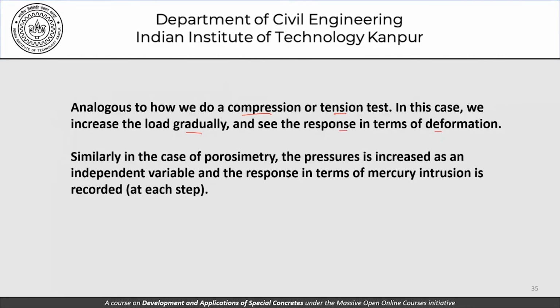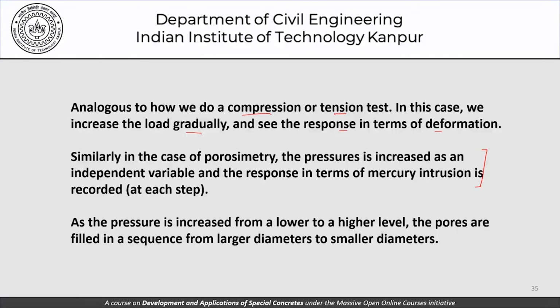So this is what is given here in words. I just said that in the case of porosimetry, the pressure is increased as an independent variable and the response in terms of mercury intrusion is recorded at each step. And as the pressure is increased from a lower to a higher level, the pores are filled in sequence from larger diameters to smaller diameters. Now this is all very nice.